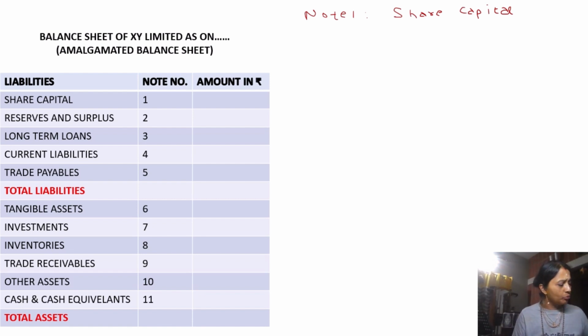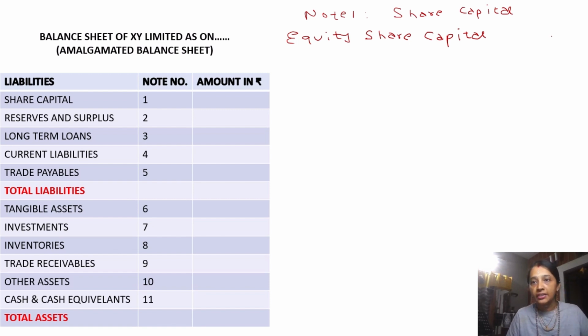So directly we move to the third entry. Third entry has equity share capital. Now one equity share price is 10 rupees, given in the question. So the total amount as per the third entry is 83 lakhs.